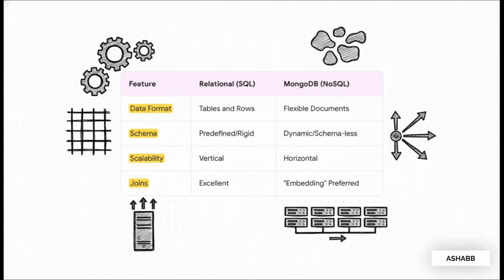This table breaks it all down perfectly. With SQL, you have a rigid, predefined schema. That means you have to figure out all your columns before you even start. MongoDB, it's totally dynamic. You can add new fields whenever you want. And then there's this one, scalability. SQL usually scales vertically, which means you have to keep buying a bigger, beefier, more expensive server. MongoDB scales horizontally. You just add more cheap servers to share the work. For huge apps, that is an absolute game changer.